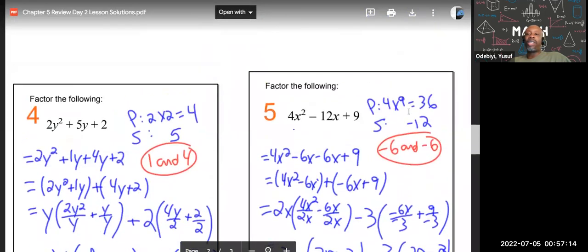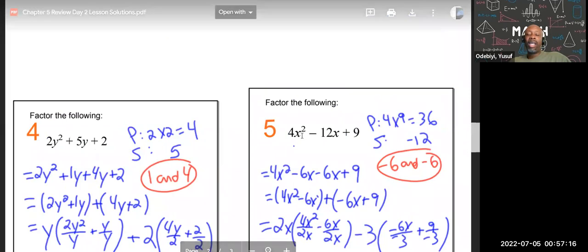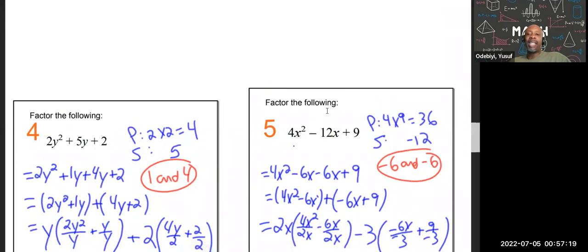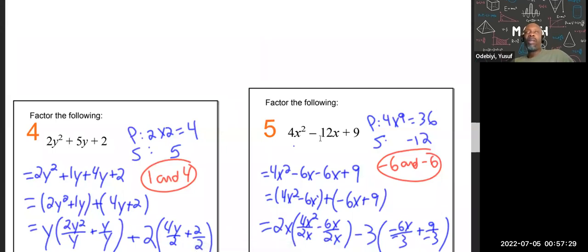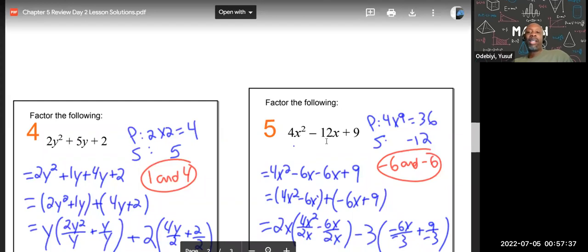So this question here, I do the same thing. I multiplied my 4 times my 9. 4 times 9 is 36. I need two numbers that multiply to give me 36, and two numbers that add together to give me negative 12. Here, negative 6 and negative 6 give me negative 12. And when you multiply negative 6 times negative 6, it gives me plus 36.